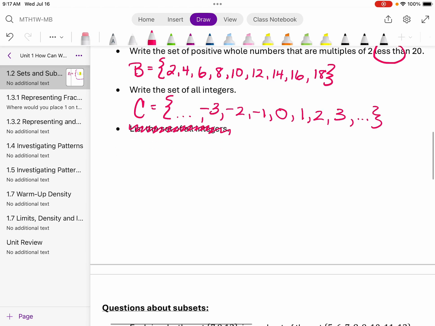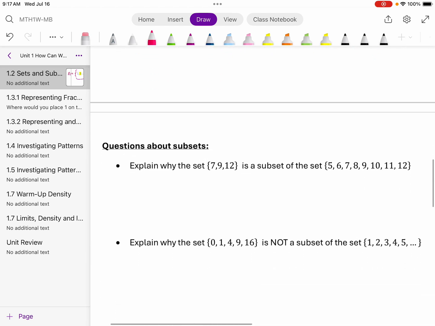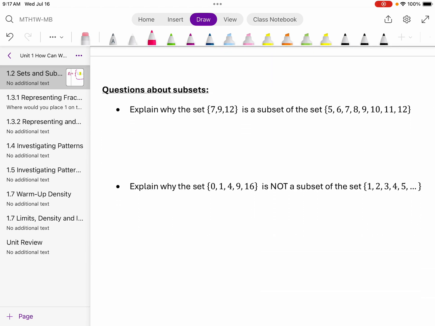All right, so here we go. Just 2 questions about subsets, and then we are done this quick video. So explain why set 7, 9, and 12 is a subset of set 5, 6, 7, 8, 9, 10, 11, 12. So pause the video and take a second to explain that.